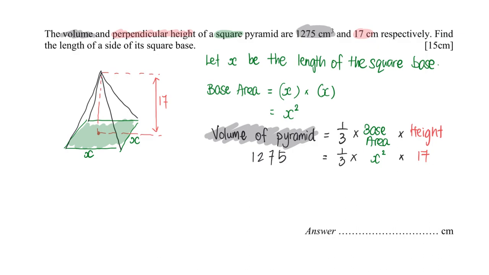So basically you will then see the following working, where I divided by 1/3 and 17. And this will be equals to my x squared. So what number will this be? This will be equals to 225.